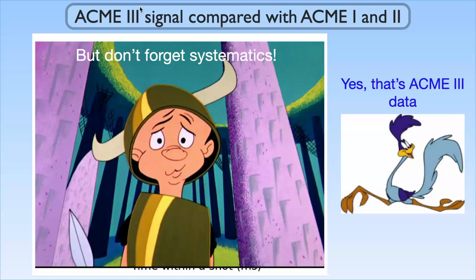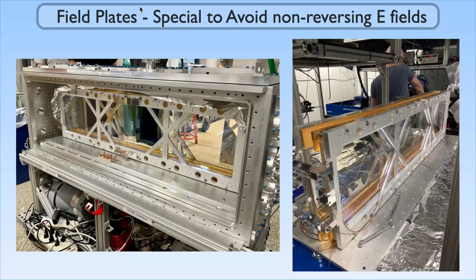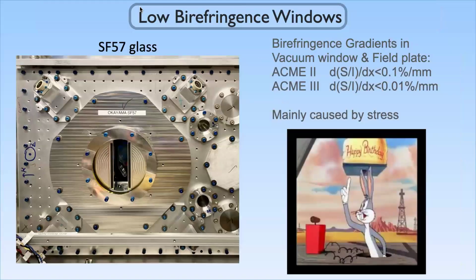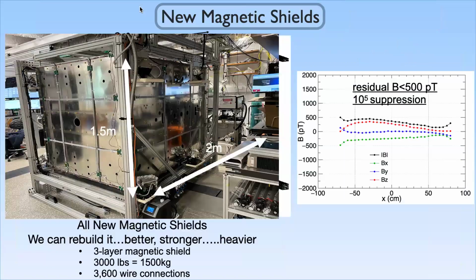Of course, we didn't forget about systematics. Never forget about systematics. A lot of work went into the field plates. We need longer field plates. We need to make sure that those field plates have low non-reversing E field, low patch effects. They have to be flat. We have to worry about polarization gradients, so we have to worry about birefringence in our beam. That was one component that led to one of our biggest systematics in Acme 2. And the magnetic shields, as you increase the volume of what you're trying to control, it gets harder. So these shields were put together using the best approach that we could. They're very complicated. This does not do justice to what's going on.